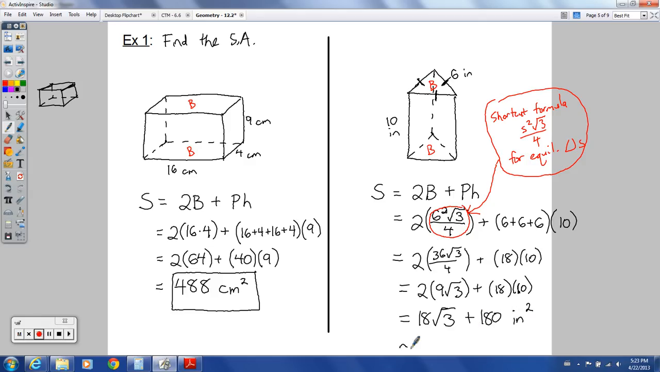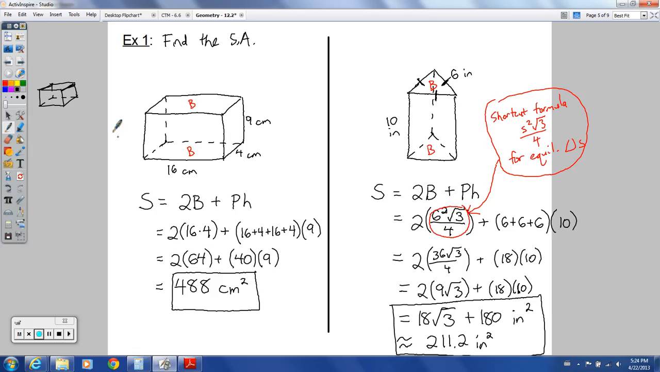If you approximate this though, put this into a calculator, 18 times rad 3, that's about 18 times 1.7, and that ends up being about 31.2. 31.2 plus this ends up being 211.2. This is in inches again, this is an area, so inches squared. So exact answer is the top one, approximate answer to 1 decimal place is what I decided to go with here, is the bottom one. Just make sure you check what they ask for.